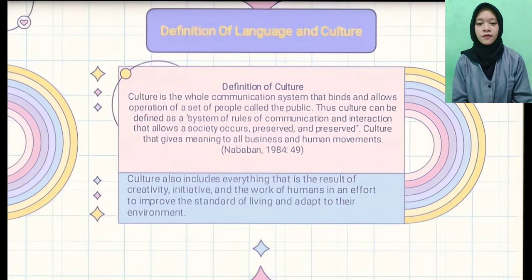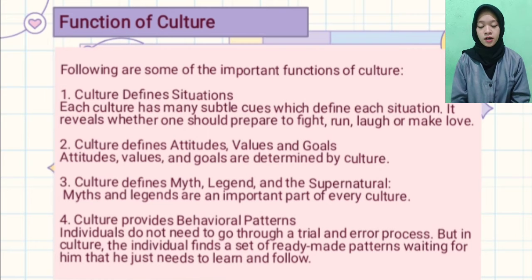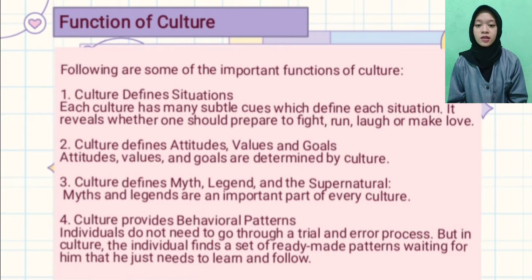Next is about the function of culture. The first, culture defines situations. Every culture has many subtle cues that define every situation. It reveals whether one should prepare to fight, run, love, or make love.